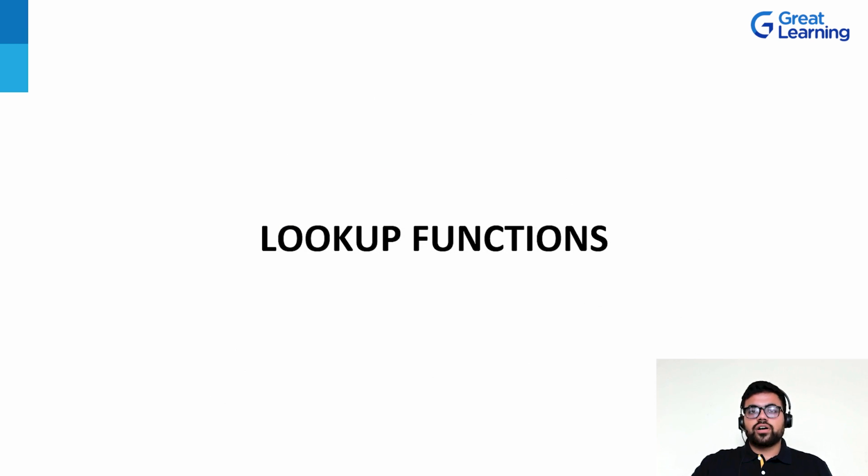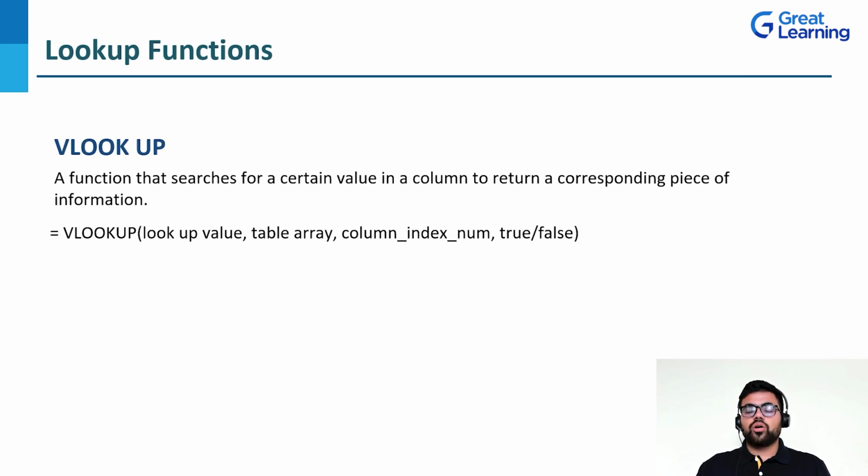Next, we look into lookup functions. The first one is VLOOKUP or vertical lookup. So it is a function that searches for a certain value in a column to return a corresponding piece of information of another column in the same data set. So I'll explain this with an example.